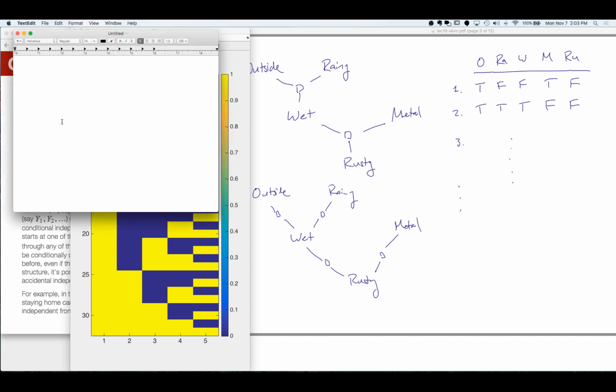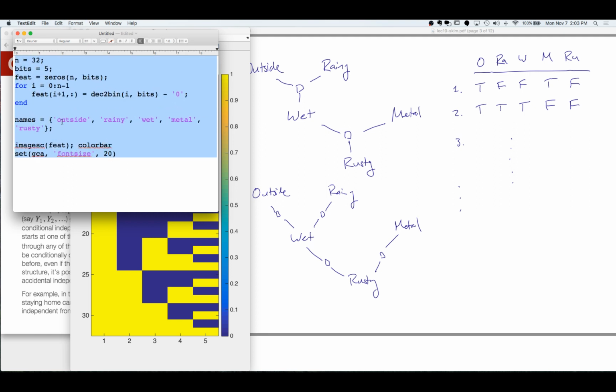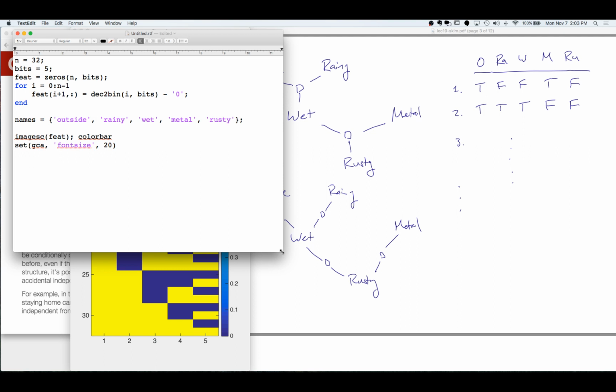It looks like this. We'll make that a lot bigger. All right, that should be big enough for people to see. Basically MATLAB has this nice function called decimal to binary that turns an integer into a bit string. And so what I've done is just run that for the numbers 0 to 31.